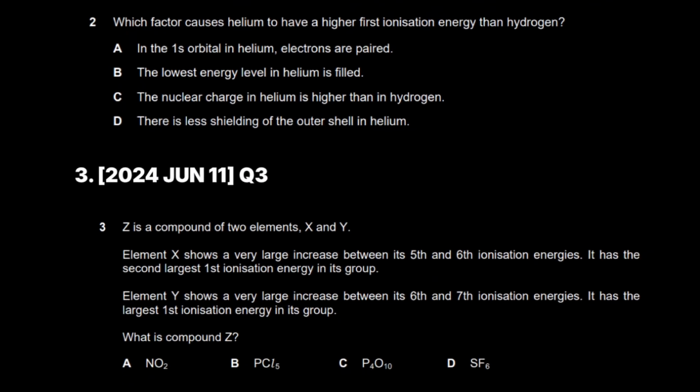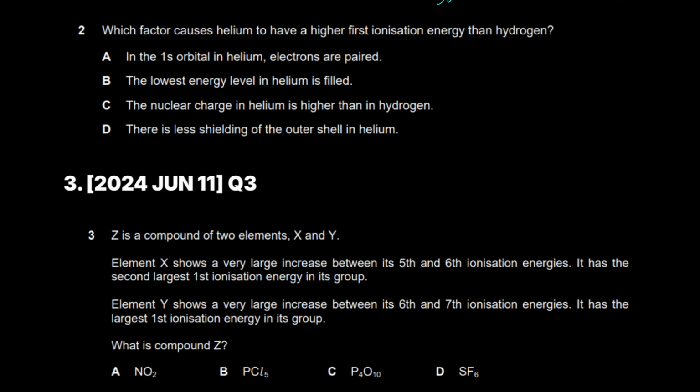MCQ 2. Which factor causes helium to have a higher first ionization energy than hydrogen, right? So if you check helium out, helium is 1s2, right? And hydrogen is just 1s1, right? And what could be the reason for it? Well, we all know it is higher nuclear charge. They're in the same period, right? So effective nuclear charge or higher nuclear charge of helium is the reason why it has a higher first ionization energy. But let's look at all the options.